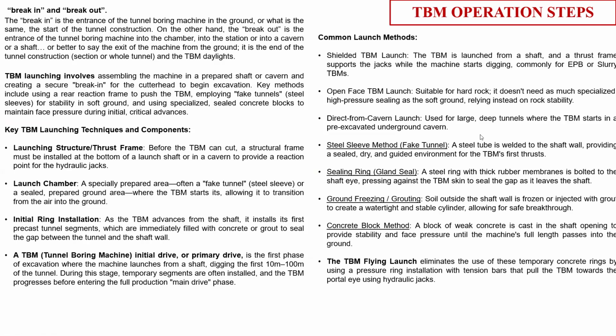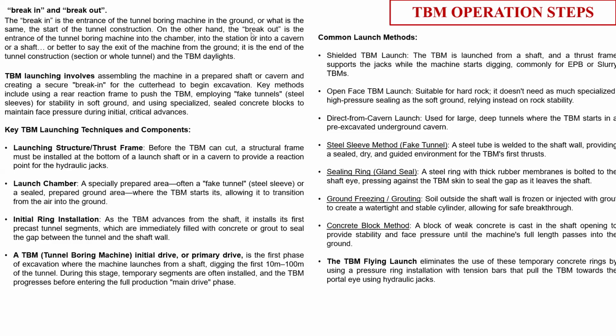Now, the TBM has two types of operation. One is called the initial drive. Another is called the main drive. So the initial drive, as I explained earlier, when the TBM starts moving, we are pushing the TBM by the reaction frame, and there are sacrificial rings that are pushing the TBM. It depends on how many rings I need to install so that the TBM can get sufficient thrust from whatever segments have been installed.